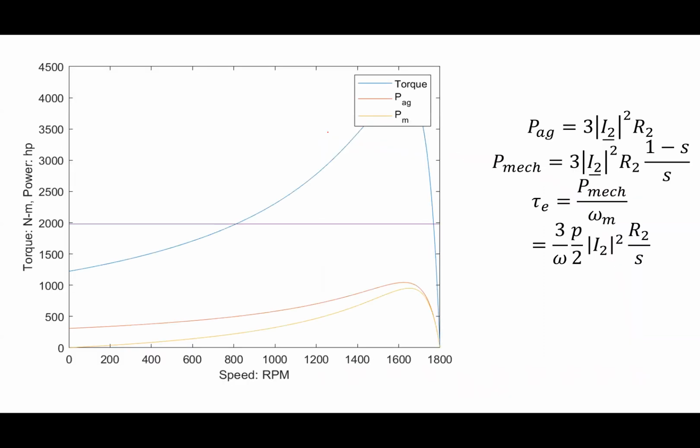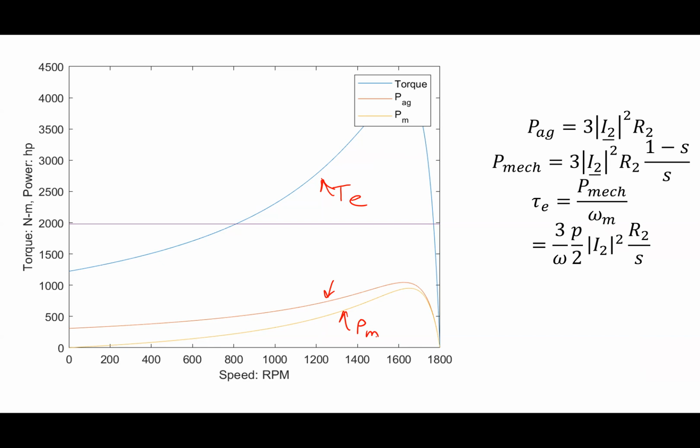Now I want to sort of stop here. Basically what I've got is the torque, the air gap power, and the mechanical power. So I want to look at those things real quick here, right? So this is the torque right here. This is the torque. This is the air gap power, and this is the mechanical power, right? The power going into the shaft.